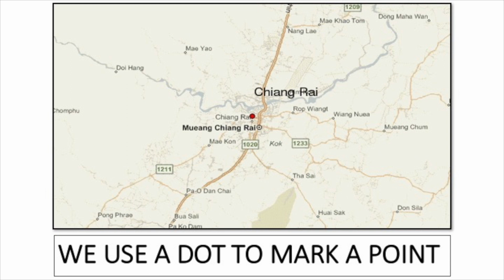And the main one here, you see the red dot? That marks the city centre, Chiang Rai. Because this is a map of Chiang Rai, the red dot marks the city centre, the very centre point.